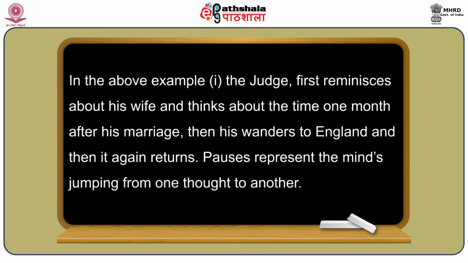Now, the first example: the judge is thinking about his wife and thinks about the time 1 month after his marriage, then his journey to England and return, etc. Pauses in such quick reminiscences are natural, for they represent jumping of thought from one subject to another.